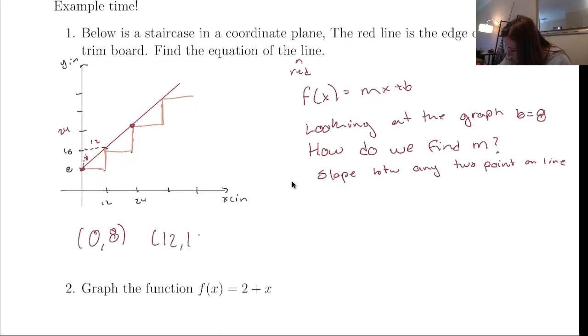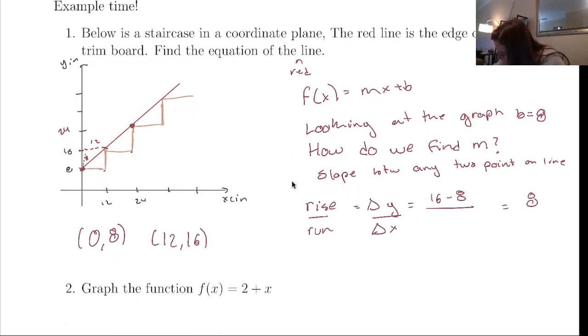12, 16. Right? So my rise is also my change in y, right? And my run is my change in x. So I went from 8 to 16. So 16 minus 8 would give me 8. And then I went from 0 to 12. So 12 minus 0. And I get 8 over 12, which I should simplify to 2/3. I always think that one's 3/4.